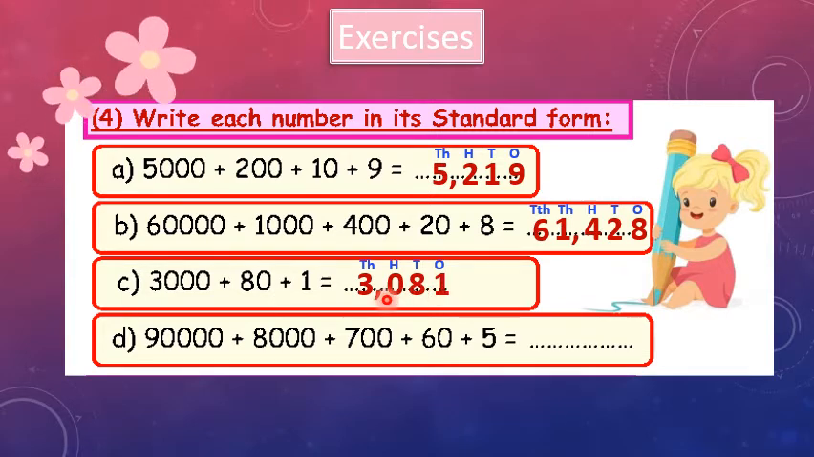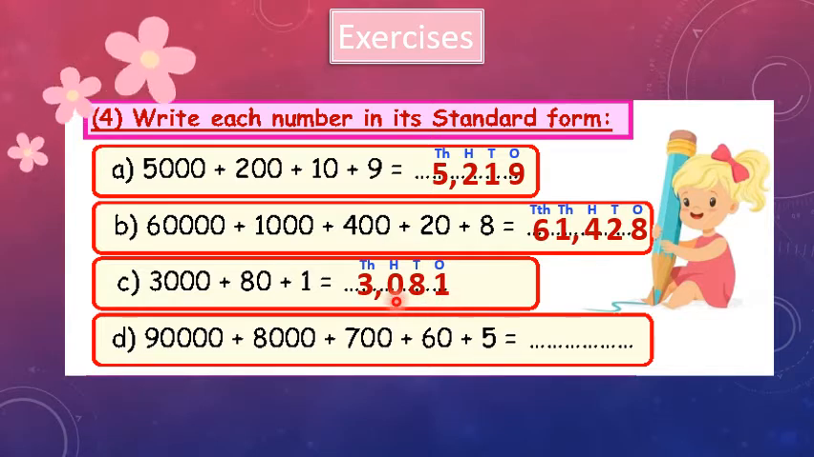Why do we put 0 here in the hundreds place? Yes, good job. Because we didn't have any hundreds. We can't leave the place without a number. We need to put a zero instead of leaving it empty. We need to put some number inside it, so we put 0. It will be read as 3,081.